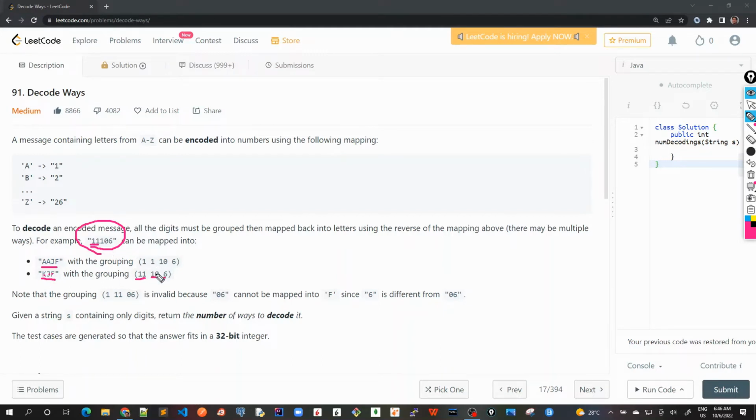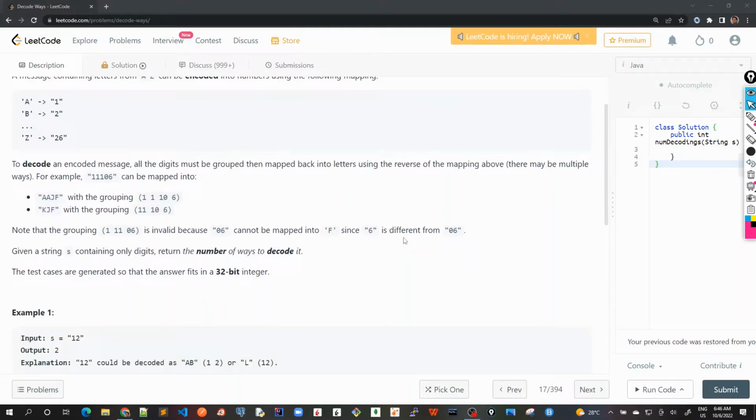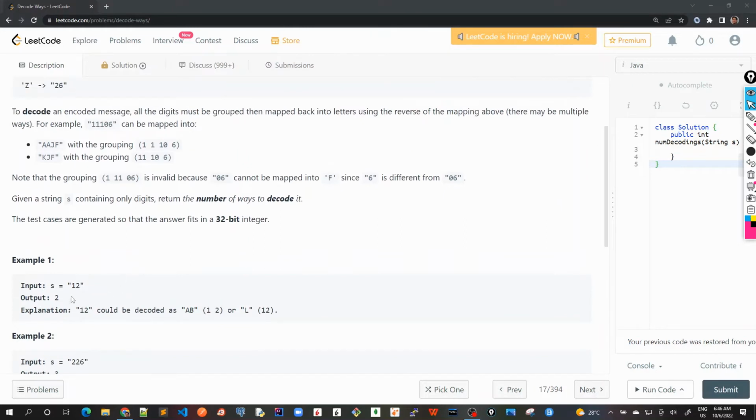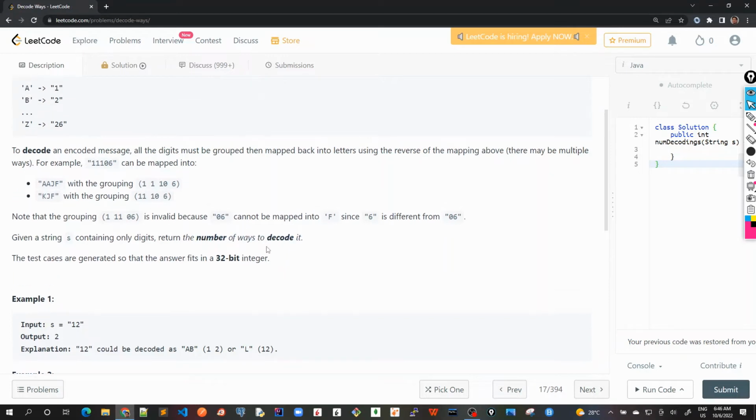So this is the problem statement, that we will be given an input like this. Let's go to the example. We have to return the total number of ways in which we can decode it into this letters format. So we have to just return the number of ways to decode it. So this is all about the problem statement.